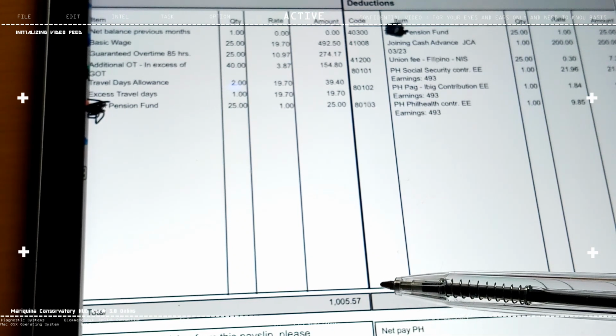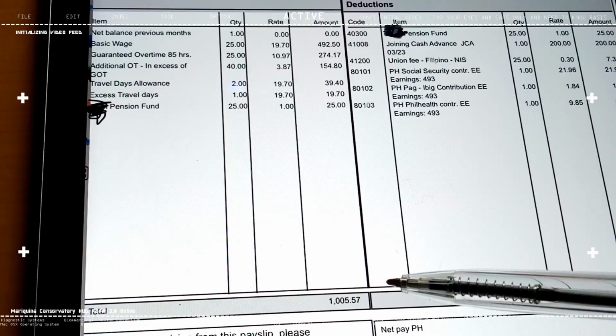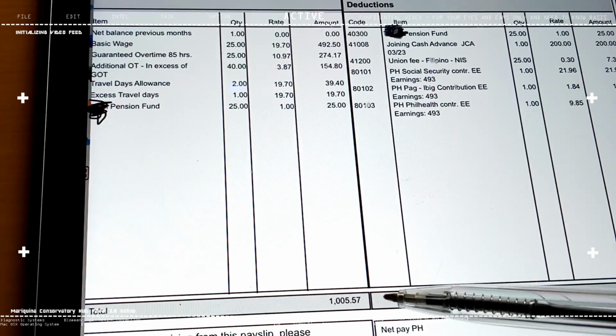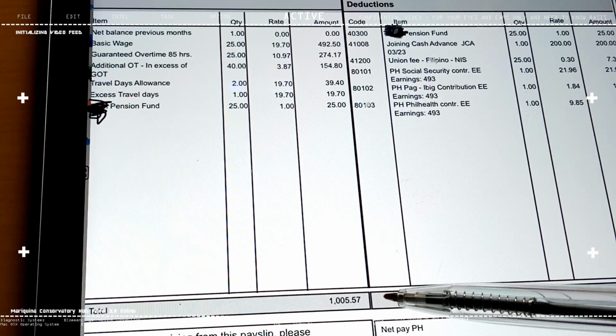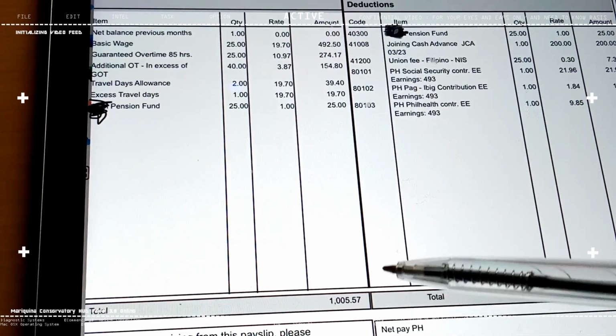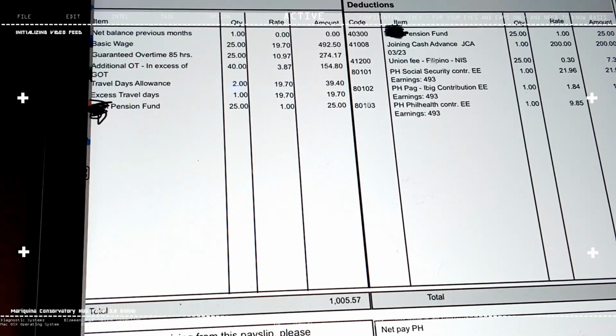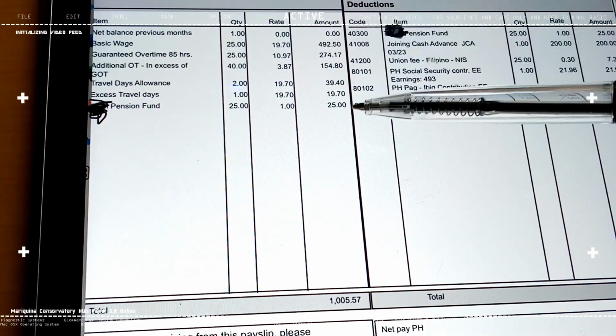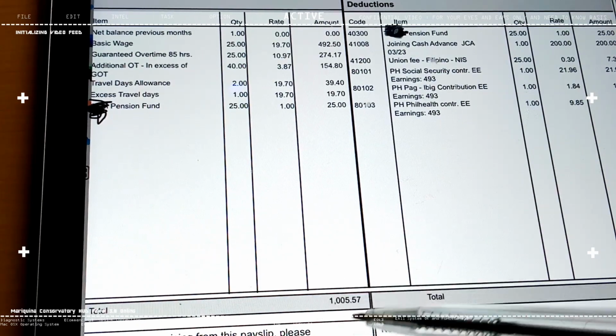And to top it off and add more insult to injury, I am only an OS on paper. In actual work, I am doing work that is equivalent to an AB. So anyway, I'm not gonna rant about that. I'm here to compute the salary that I receive for a month. So if we add this all up, it will have a total of $1,005.